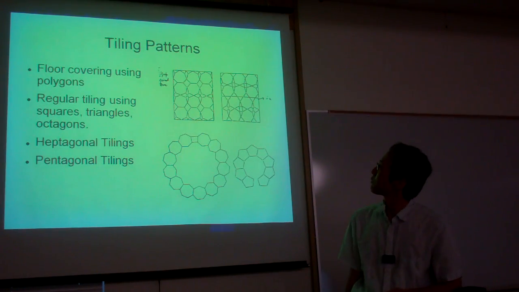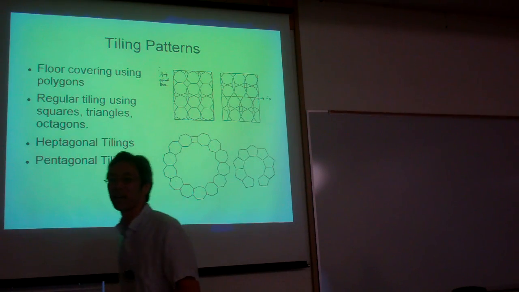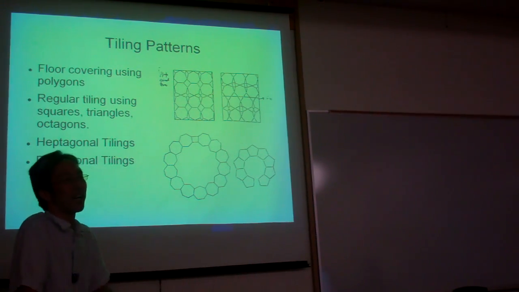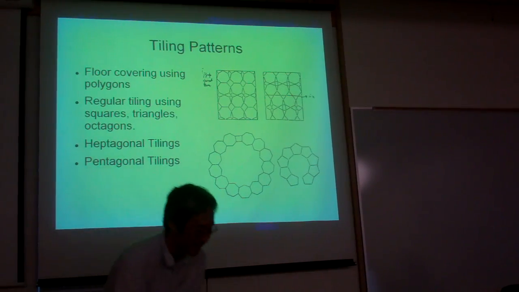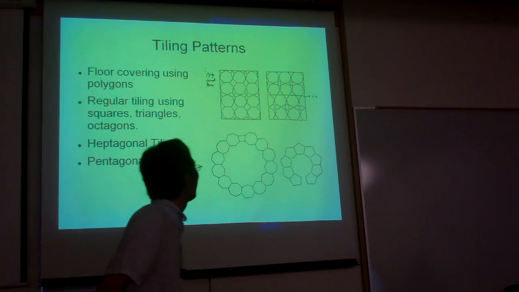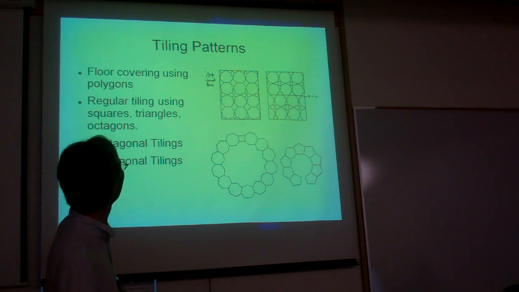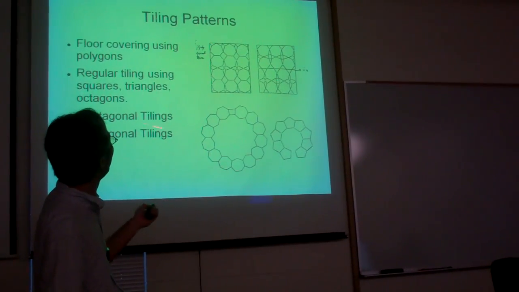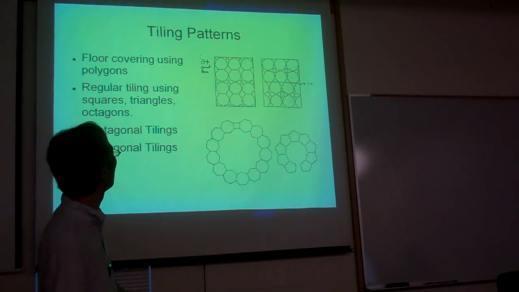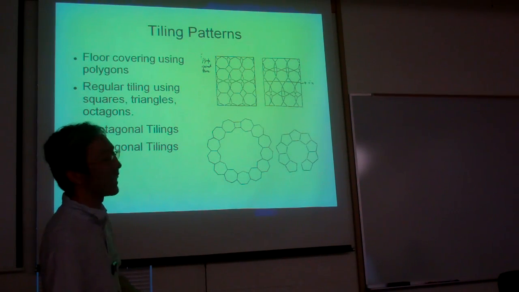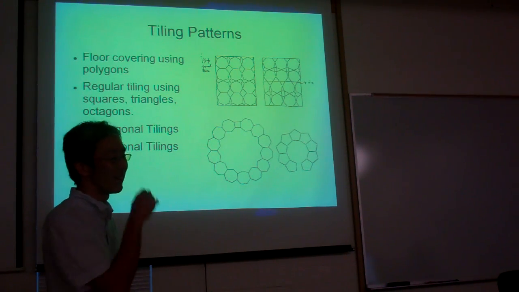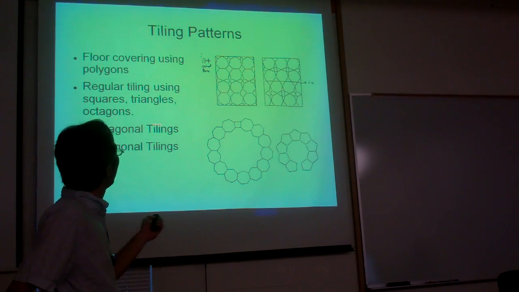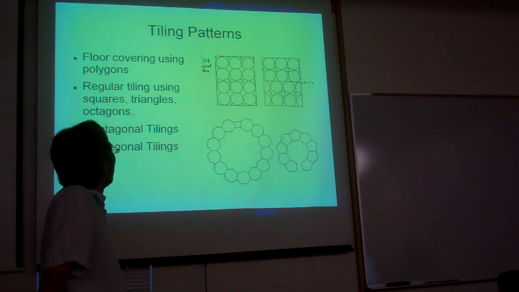Well, Dürer also talks about tiling patterns. At some point, he got fascinated by the tiling at a particular cathedral. The name escapes me right now. And he started drawing a bunch of tiling patterns and thought these are very interesting. And well, we all know that we can find a regular tiling pattern using squares, triangles, and to some extent octagons if we allow in other shapes. And then Dürer also discusses the possibility of using heptagonal tilings and pentagonal tilings.